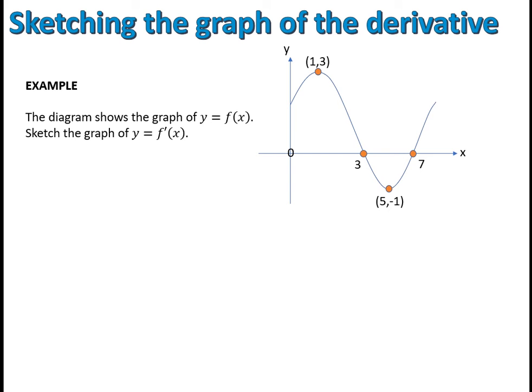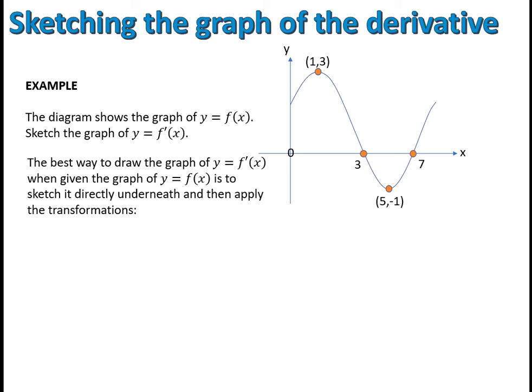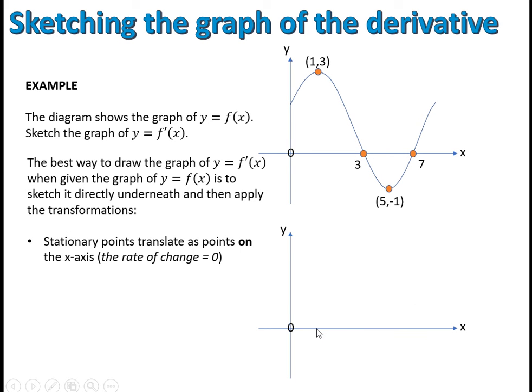Because remember, the derivative is showing us the rate of change. So we need to take the gradient from this, and the gradient at the different points, and translate that onto our graph of f'(x). The easiest way to do this is to draw a set of axes underneath, and translate all these different facts onto this graph. The best place to start is with your stationary points. What a stationary point on a normal graph translates as onto our graph of the derivative is a point on the x-axis, in other words, when it's equal to 0. So we can take these points and rewrite them on our graph of the derivative as points on the x-axis. Exactly the same with the other one.